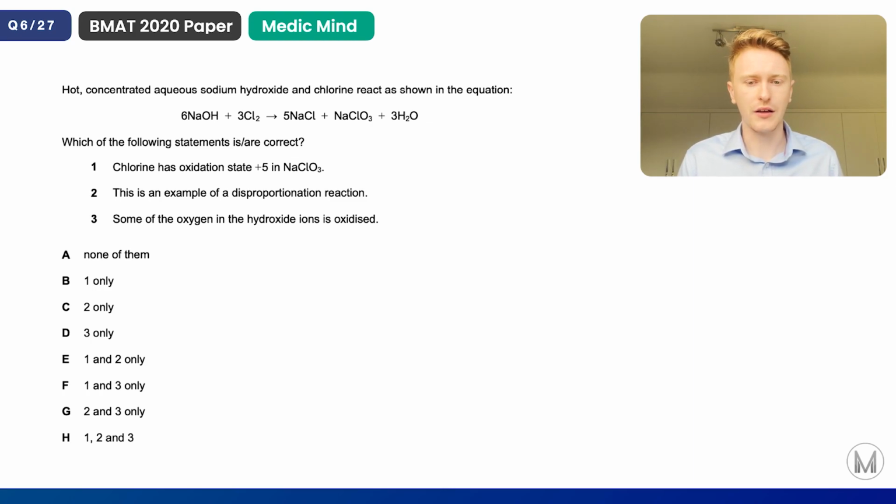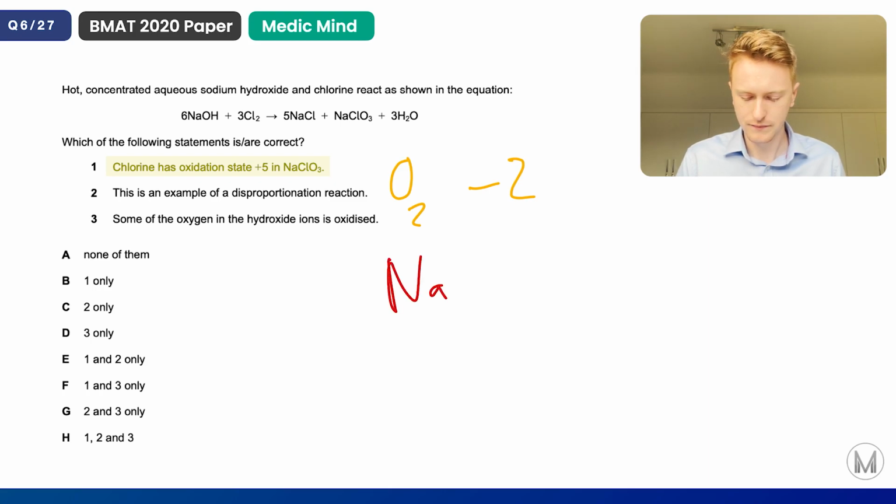If we look at statement number 1 first though, chlorine has an oxidation state of +5 in this NaClO3 compound. We can take this one by one. The oxygen has an oxidation state of -2. The sodium has an oxidation state of +1. As a result, when we add up 3 lots of the oxygen, we end up with a state of -6 overall, plus the +1 from the sodium, that takes us down to -5. So therefore we need a chlorine of +5 in order to balance that out and mean that the overall oxidation state is 0. So absolutely 1 is correct. Chlorine does have an oxidation state of +5 in order to make that whole compound 0 overall.